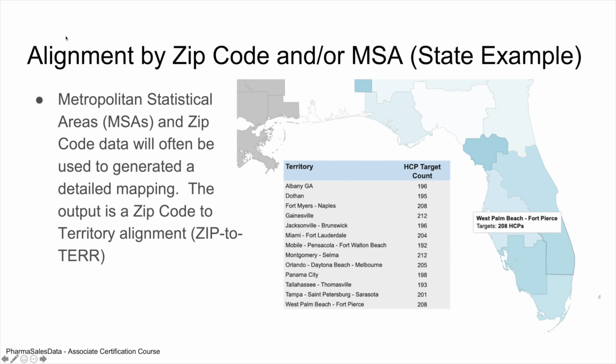Alignment by zip code and/or MSA. And here's a state example for the state of Florida. So an MSA and zip codes are data which will often be used to generate a detailed mapping of what your alignment looks like. In the example on the right side, each of those individual shapes are in territory, a sales associate's territory.